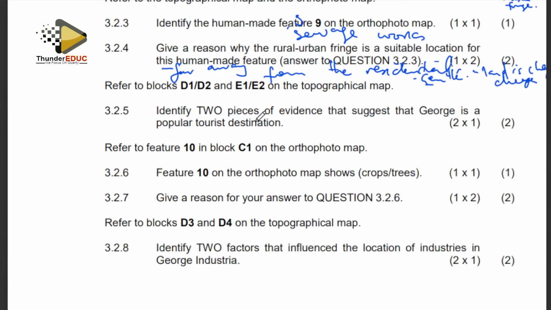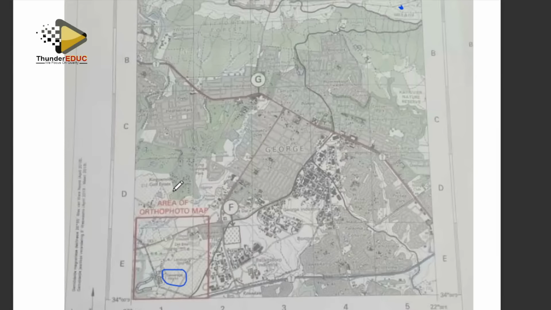Identify two pieces of evidence that suggest that George is a popular tourist destination. Why do you think George is a popular tourist destination? So we are going to look at the map quickly. This part here, this part here, this part here, and this part here. What makes it a popular tourist destination? What do you see here?